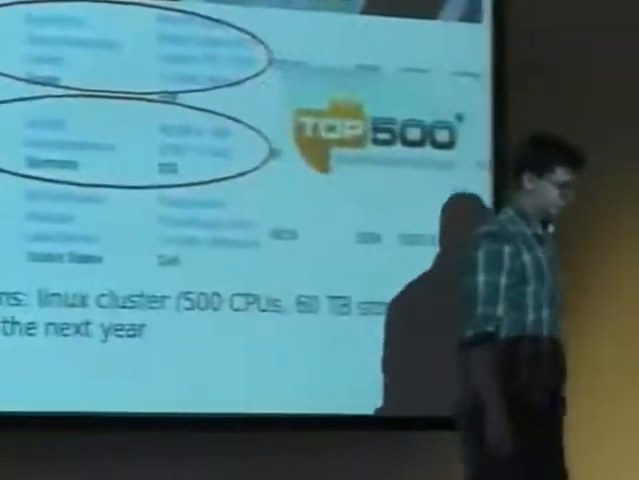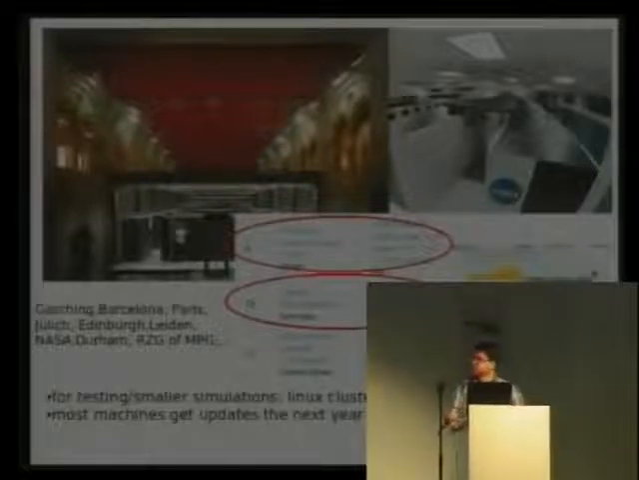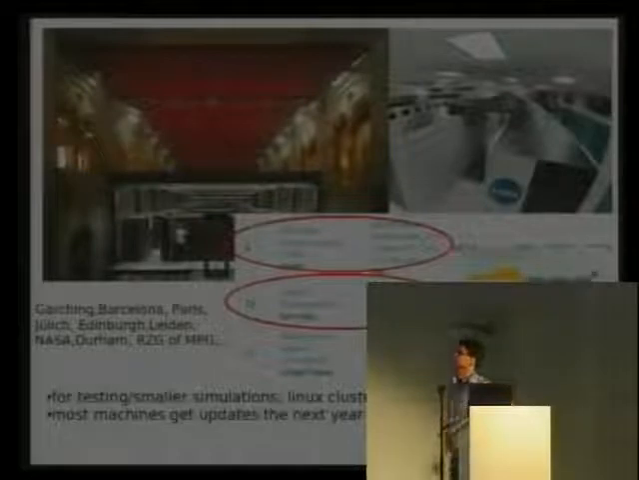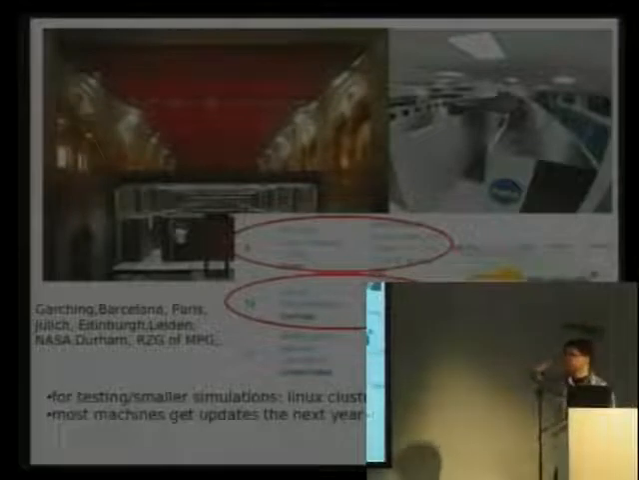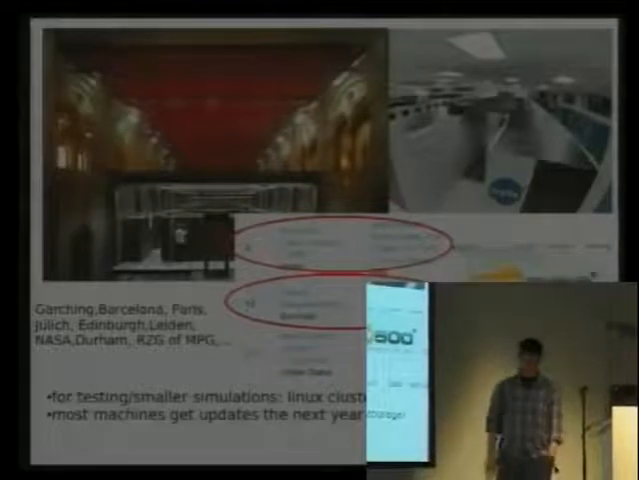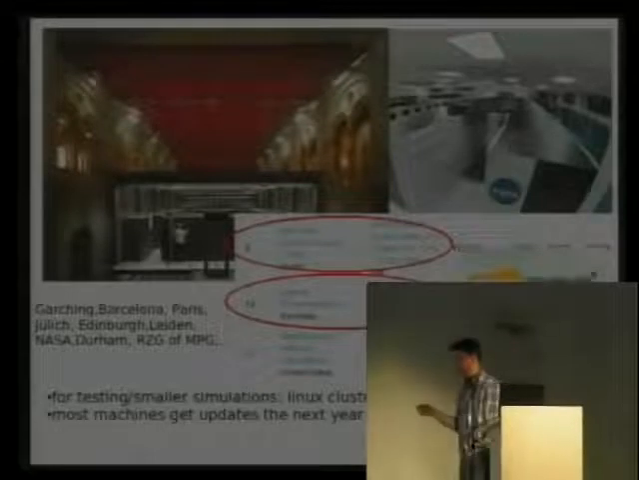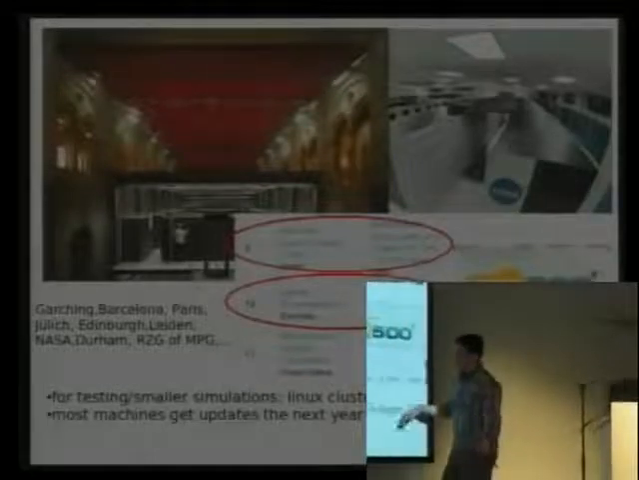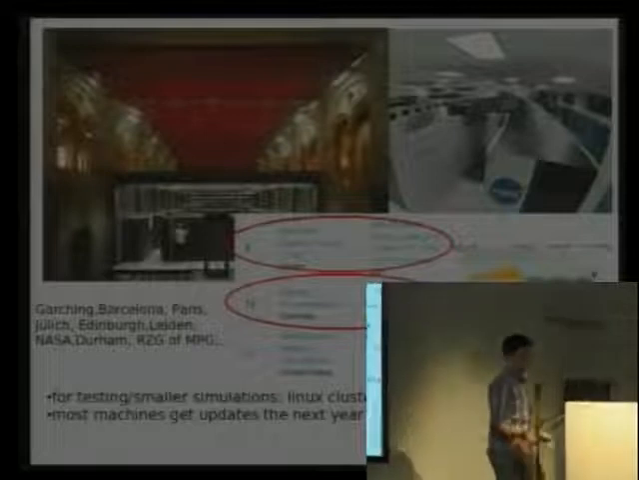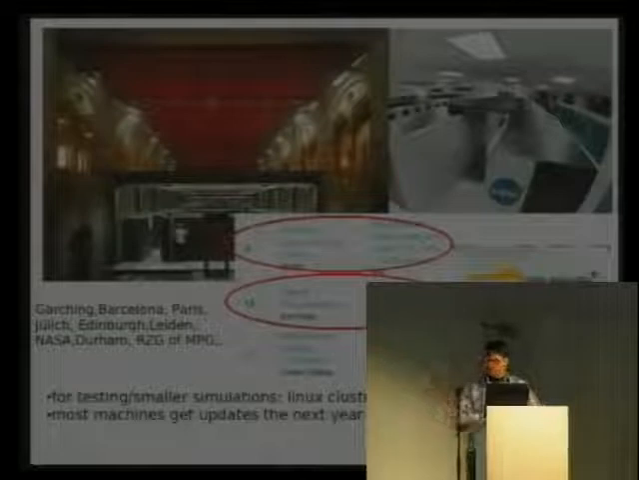Very recently, a French group was running a very large simulation of the universe. I think it's at the moment one of the largest, and this was running on 6,000 processors on this machine. Then we also use this NASA machine, the Project Columbia supercomputer. And we have other nodes in Paris, Durham, and the Max Planck Society Rechenzentrum. For testing and smaller simulations, we have, for our work group, a smaller cluster of 500 CPUs just for debugging and all these things. But most of these machines get updates in the next year.